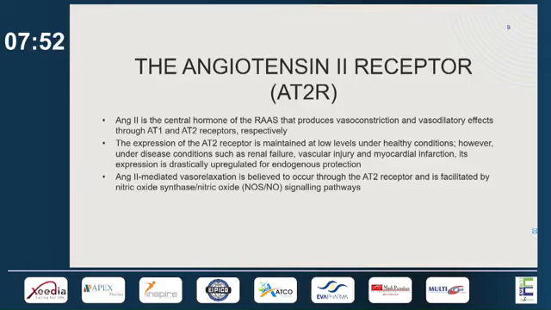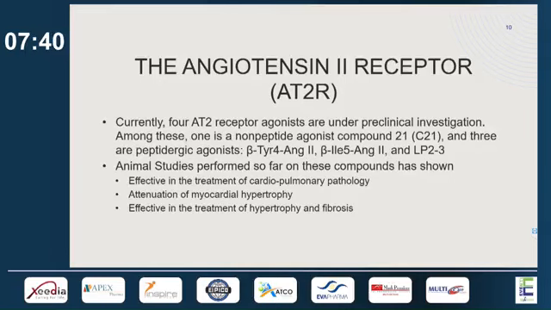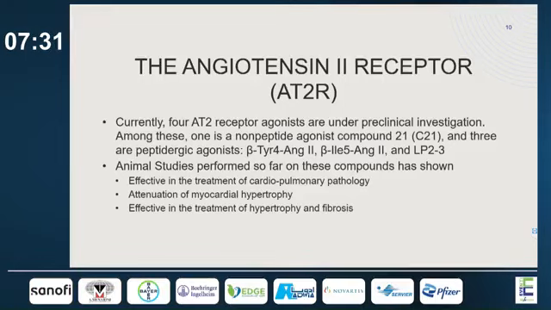Angiotensin II mediated vasorelaxation is believed to occur through the AT2 receptor and is facilitated through nitric oxide synthase and the nitric oxide signaling pathways. Currently, there are 4 AT2 receptor agonists under preclinical investigation. They have so far been shown in animal studies to be effective in the treatment of cardiopulmonary pathology, and in the treatment of myocardial hypertrophy and fibrosis.